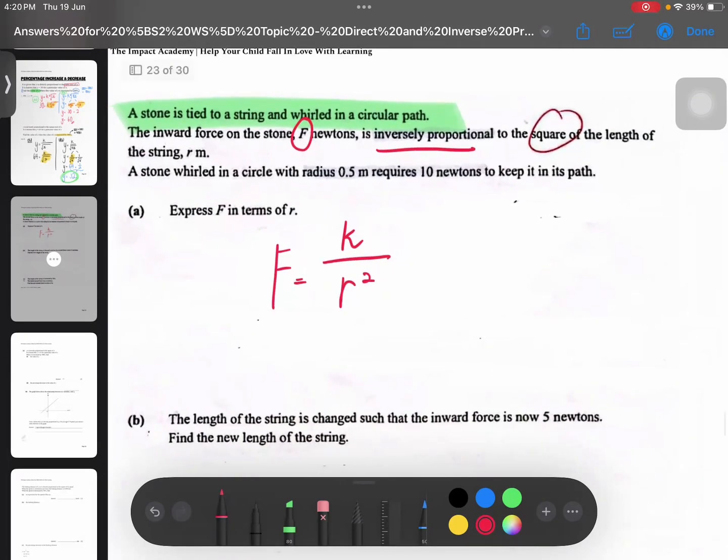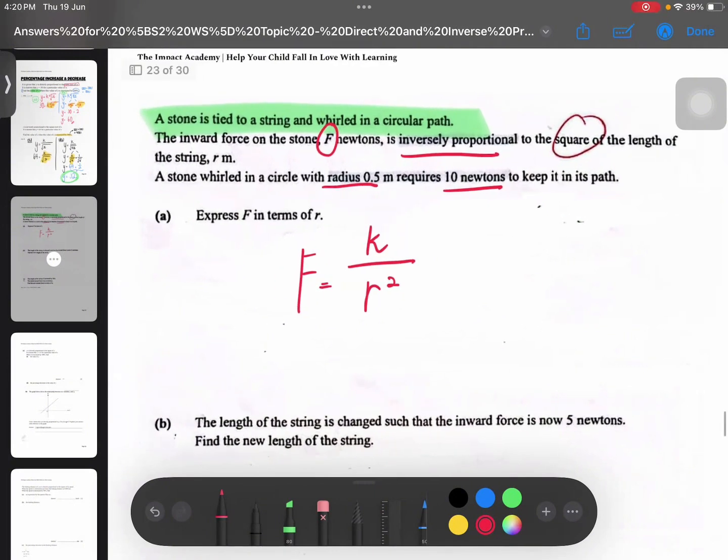A stone whirled in a circle with radius 0.5 requires 10 newtons to keep it in its path. So you know that 10 is over here, because 10 newtons is F. F equals K over R squared. R over here is 0.5, to the power of 2. Correct or not?